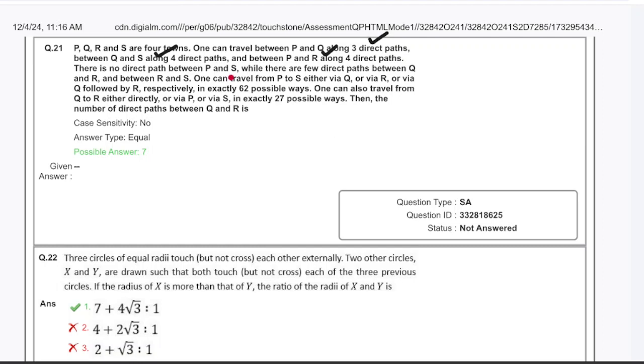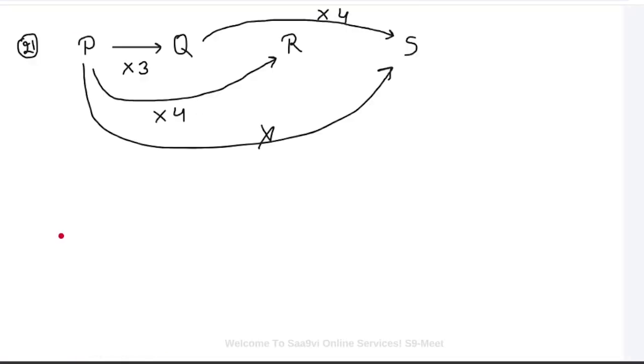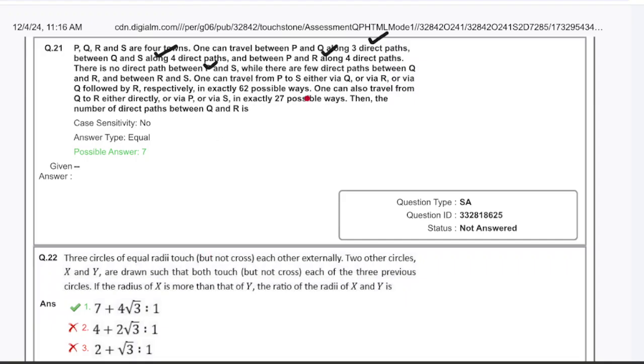And there are a few direct paths between Q and R and between R and S. Let's say between Q and R, we have X, and between R and S, we have Y number of paths. One can travel from P to S either via Q or via R or via Q followed by R in exactly 62 possible ways. Let's find it out then.